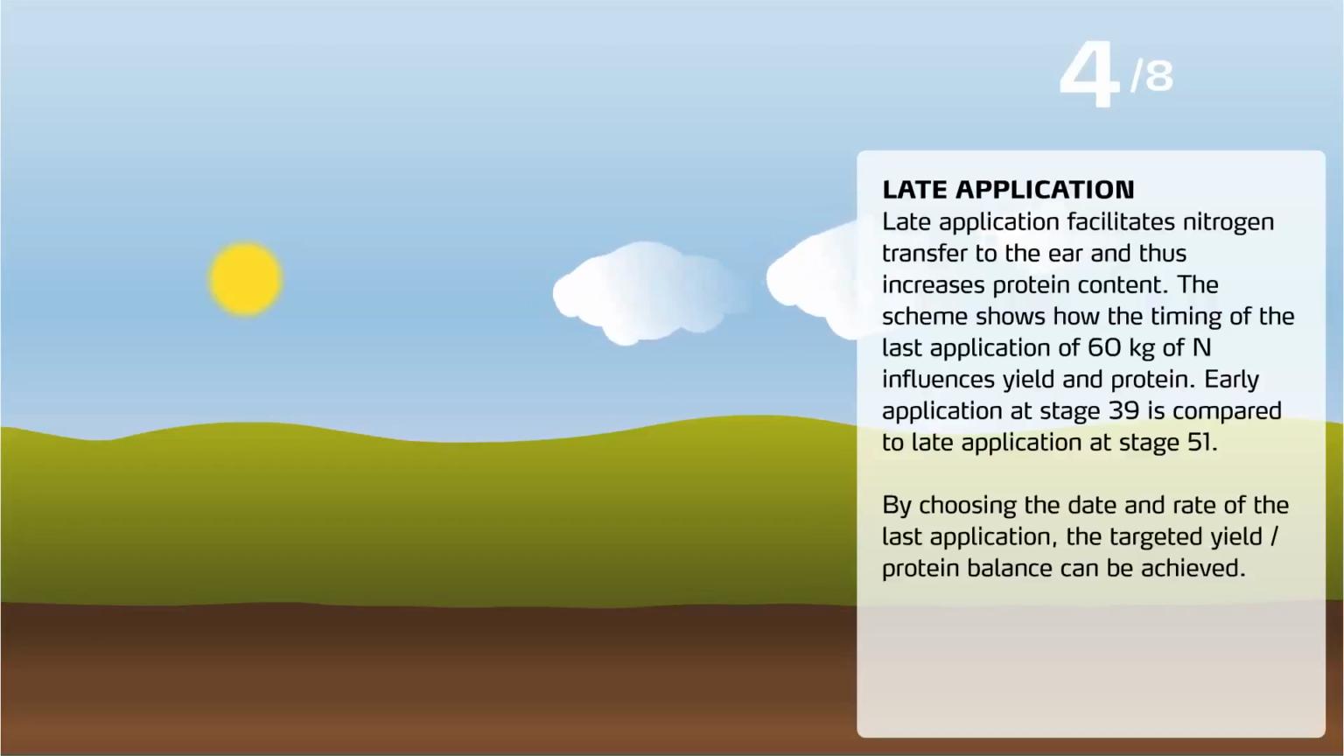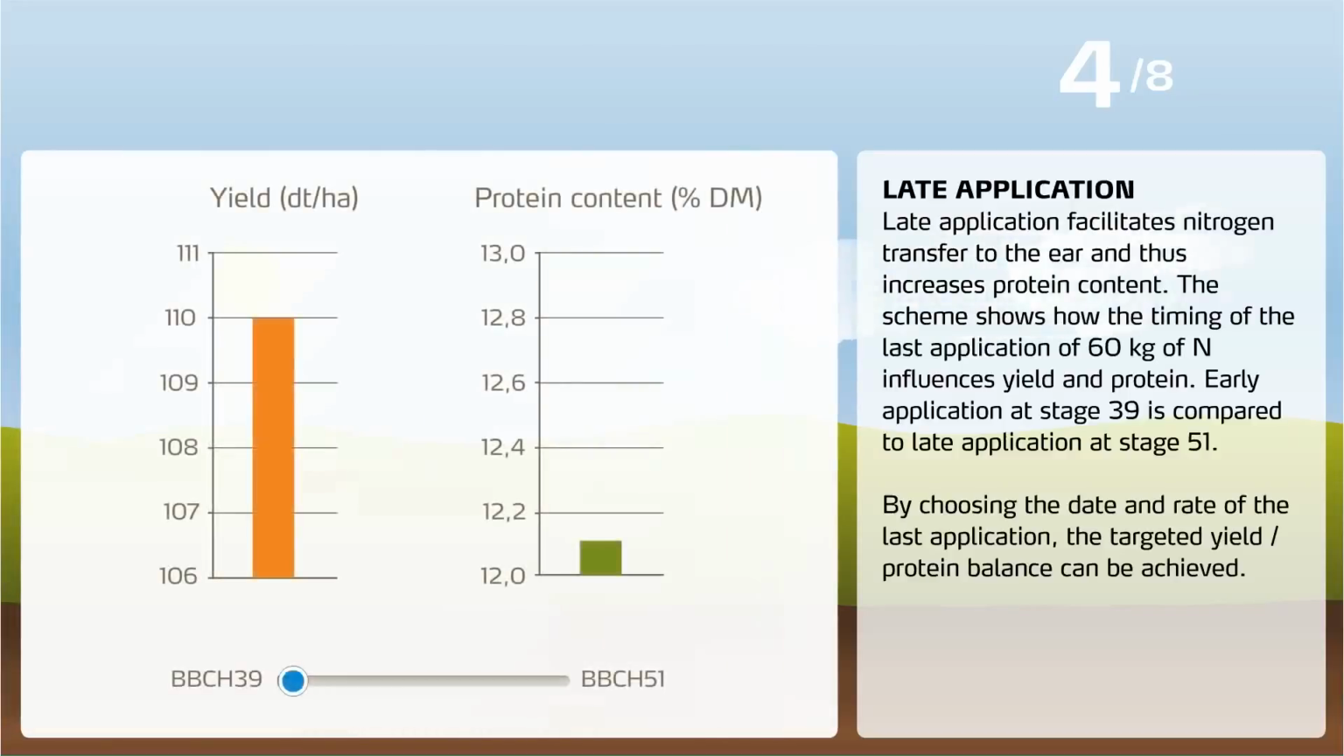Late application. Late application facilitates nitrogen transfer to the ear and thus increases protein content. The scheme shows how the timing of the last application of 60 kilograms of nitrogen influences yield and protein. Early application at stage 39 is compared to late application at stage 51. By choosing the date and rate of the last application, the targeted yield-protein balance can be achieved.